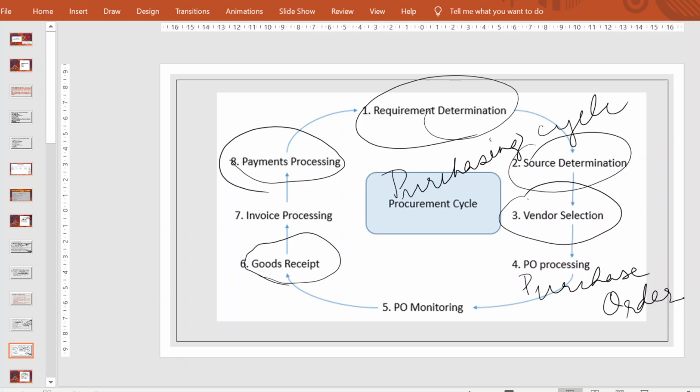Okay. So in today's session, we mainly dealt with what is purchasing, what are the objectives of purchasing, what do you mean by scientific purchase, the importance of scientific purchasing, and the purchase cycle.